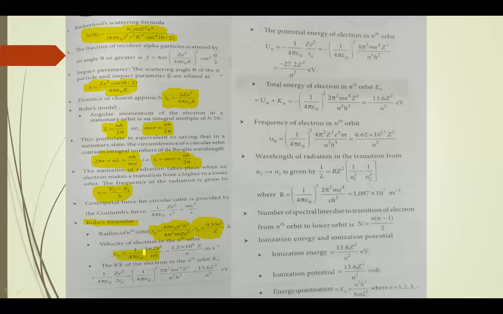Next is the velocity formula. Then the kinetic energy formula, in terms of radius, and afterwards that radius is substituted. Finally, this is a general equation: minus 13.6 Z square by n square. Then the potential energy. Then the total energy is given as minus 13.6 Z square by n square. This is the total energy formula.